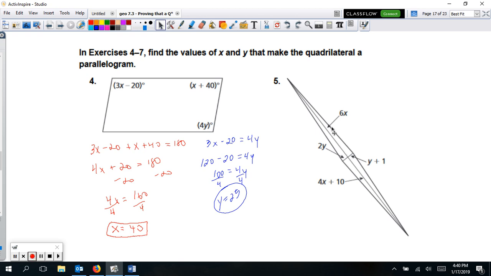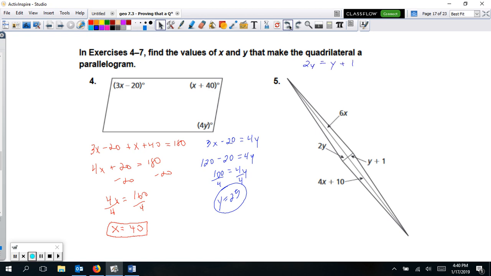It doesn't matter. I'll just start with x's. So 6x, this side, will equal the 4x plus 10 on this side. Remember, these are bisecting each other, so that means both sides of that diagonal will equal each other.